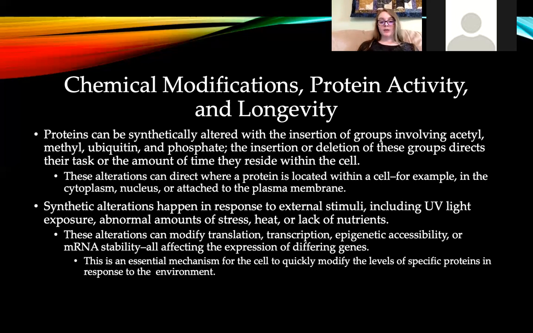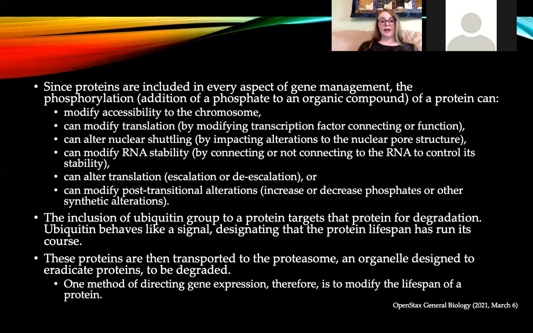This is an essential mechanism for the cell to quickly modify the levels of specific proteins in response to the environment. Since proteins are included in every aspect of gene management, the phosphorylation, which, if you didn't know, is the addition of a phosphate to an organic compound of a protein, can 1. Modify accessibility to the chromosome, 2. Can modify translation by modifying transcription factor connecting or function, 3. Can alter nuclear shuttling by impacting alterations to the nuclear pore structure, 4. Can modify RNA stability by connecting or not connecting to the RNA to control its stability, 5. Can alter translation, escalation, or de-escalation of, or 6. Can modify post-translational alterations, which is an increase or decrease of phosphates or other synthetic alterations within it.